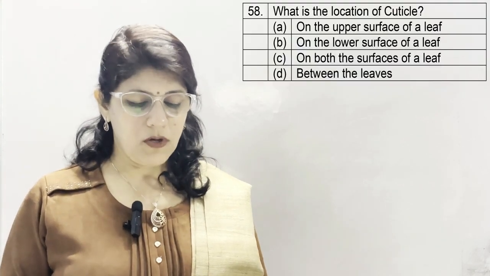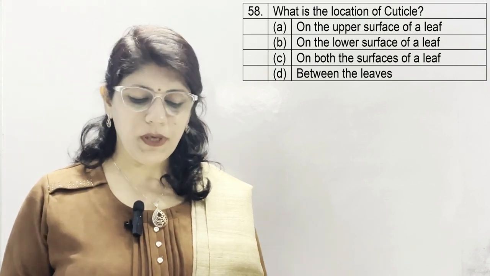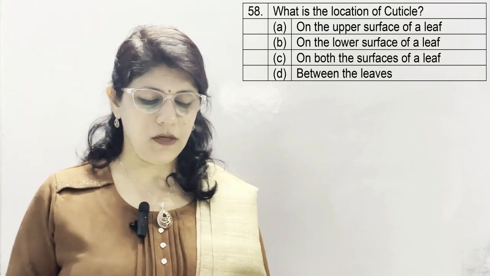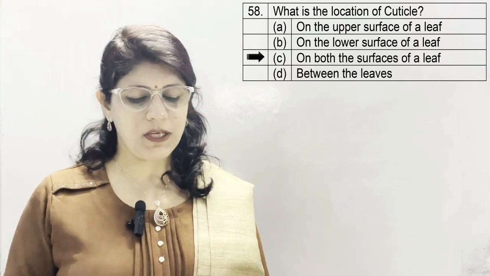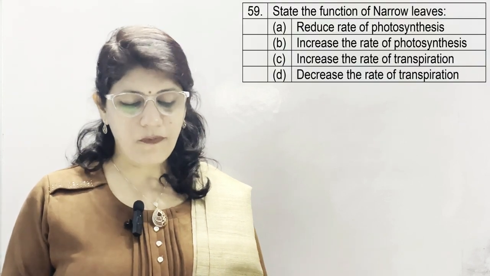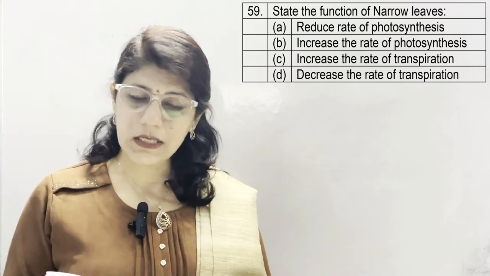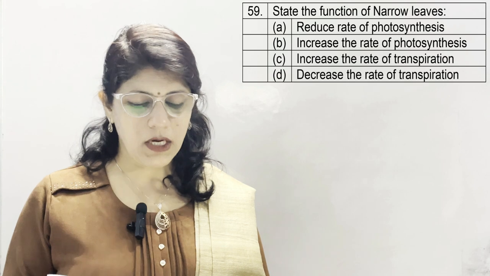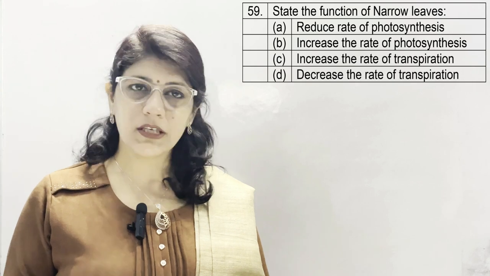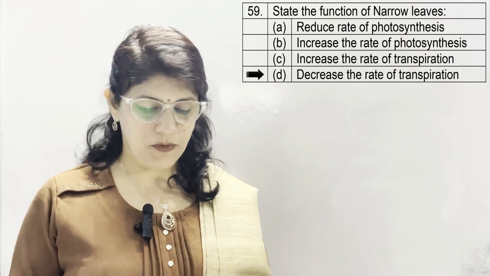Question number 58. What is the location of cuticle? A option on the upper surface of a leaf, B on the lower surface of a leaf, C on both the surfaces of a leaf, and D between the leaves, and the correct option is C, because it is present on both the surfaces of the leaf. Question number 59. State the function of narrow leaves. A option, reduce rate of photosynthesis, B increase the rate of photosynthesis, C increase the rate of transpiration, and D decrease the rate of transpiration, and the correct option is D, which is decrease the rate of transpiration. It is the function of narrow leaves.